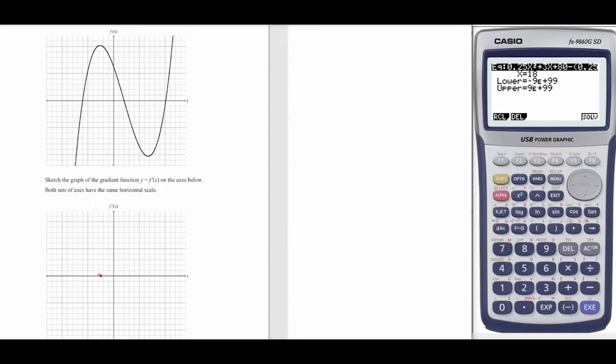It will be positive up to that point, and it starts off as a high steep positive and then shallowing off, shallowing down to not quite as steep positive, like so. Now this curve we've started with is a cubic, so the gradient curve we're going to end up with should be a quadratic. In other words, a parabola.